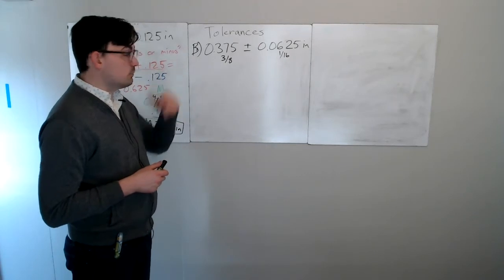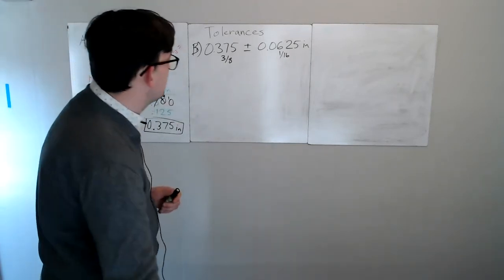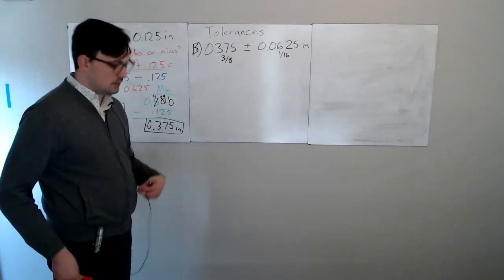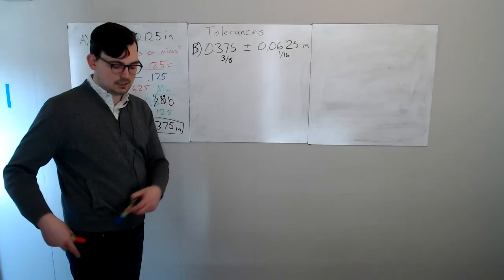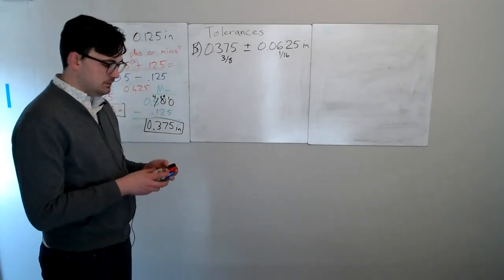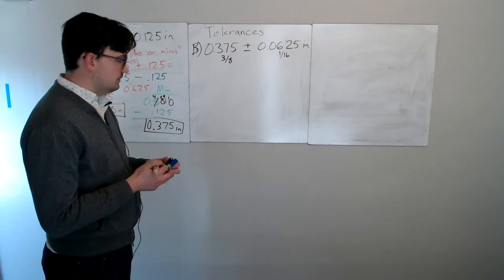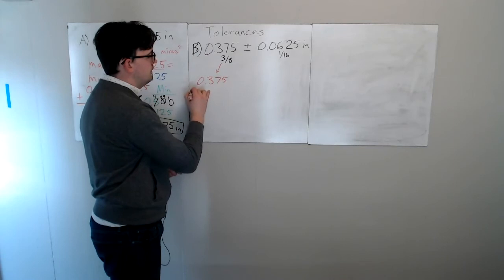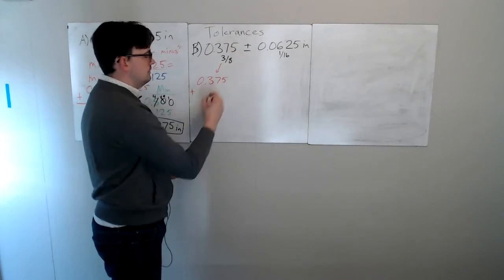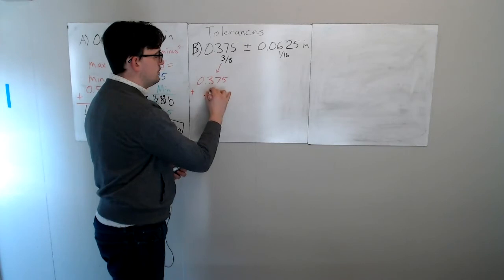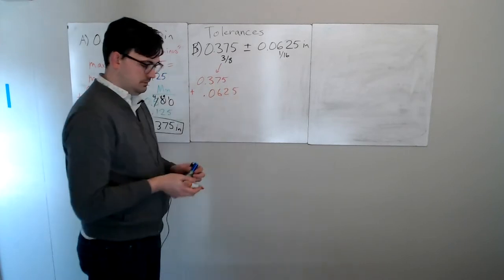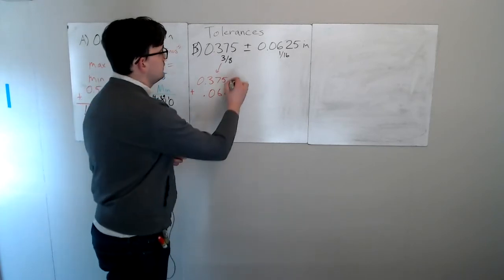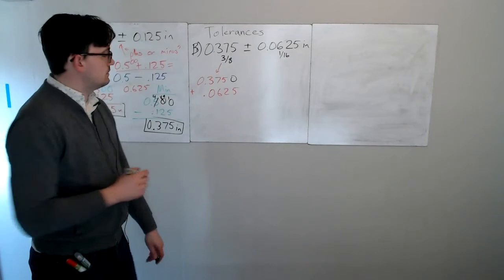All right, so if we're working with these dimensions here, let's first calculate our maximum, and then we're going to come find our min. So to find our maximum, remember we're adding here. So we're going to add these up. So we'll do 0.375 plus 0.0625. And I'll need to add a 0 in here. Then we'll add these up.